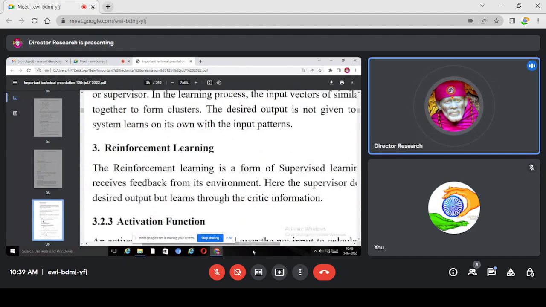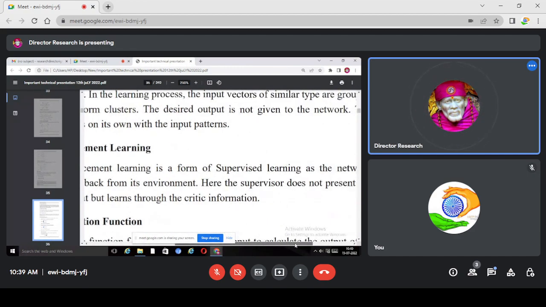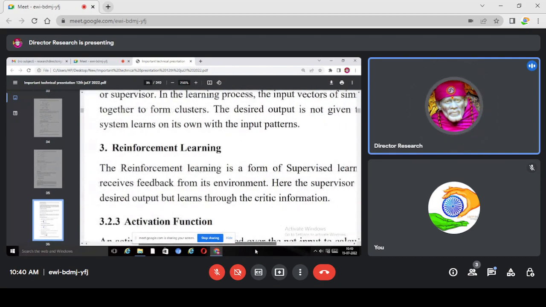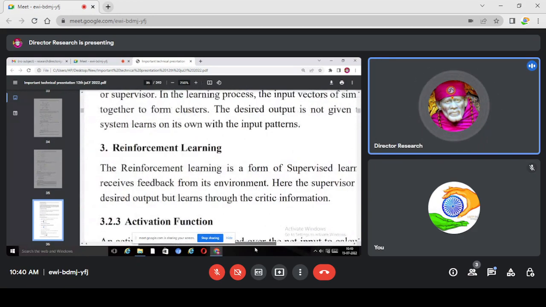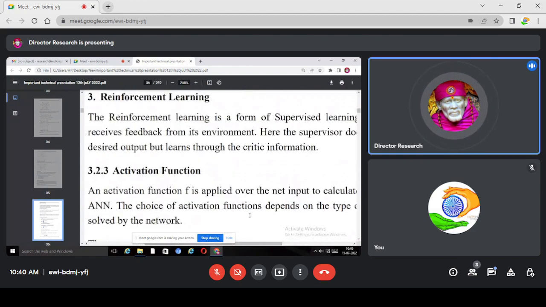Reinforcement learning is a form of supervised learning as the network receives feedback from its environment. Here, the supervisor does not present the desired output but the network learns through critic information.